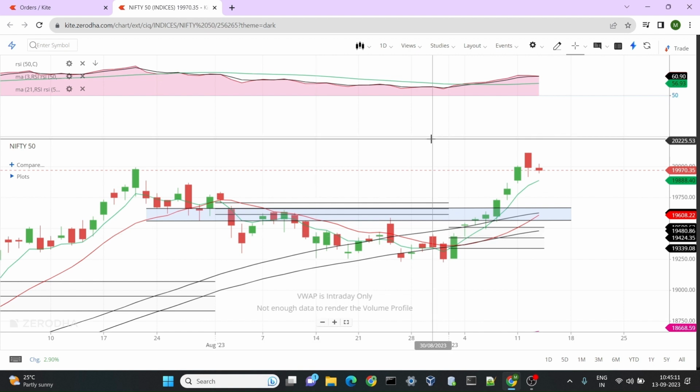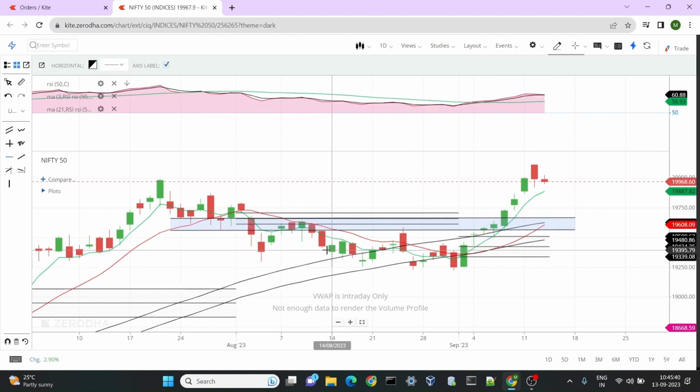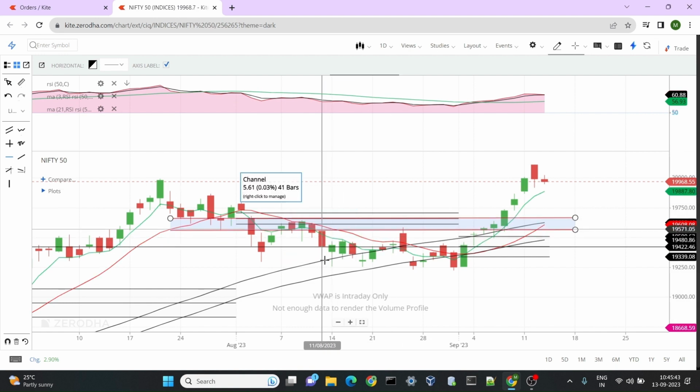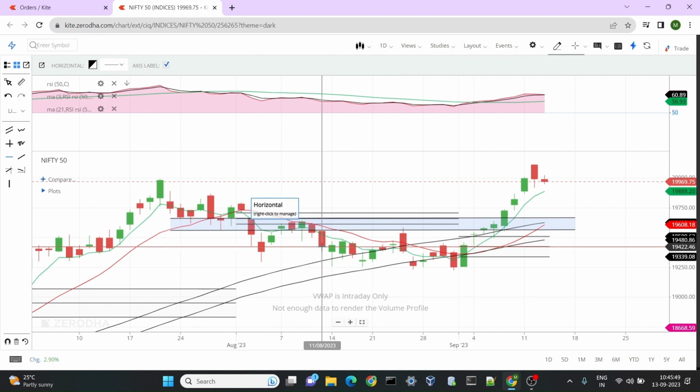So at this particular point, let's take entry. Where is that tool? I think that tool is not here. So we will just simply put horizontal lines. That will be a better approach. So here we got our entry. The very next candle we are going to enter, or at this point only, and our SL will be at this point.